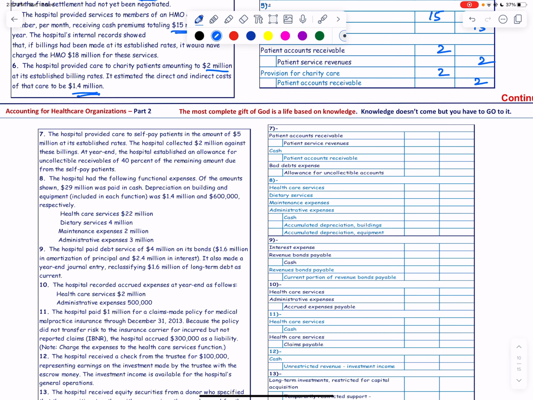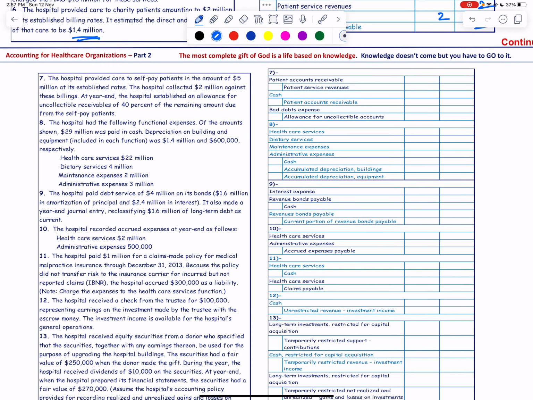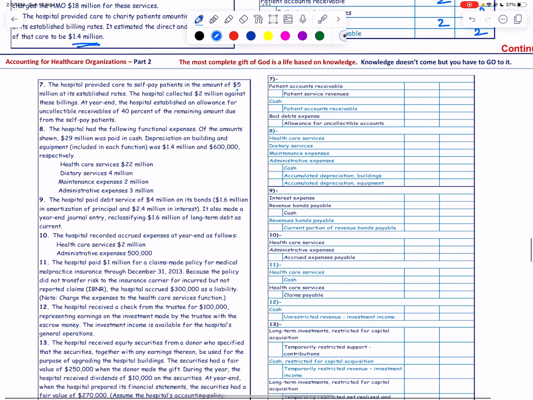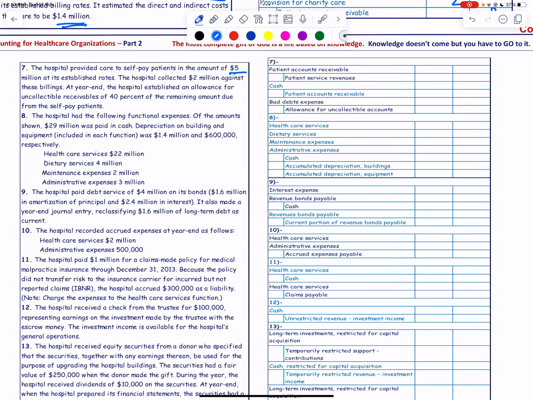We move on to transaction number 7, and in transaction number 7, the hospital provided care to a self-pay patient in the amount of 5 million at its established rate. So patient account receivable is debited by 5 million, and patient service revenue is credited by 5 million. The hospital collected 2 million against these billings, so they are receiving 2 million. So cash is debited, and patient account receivable is credited by 2 million.